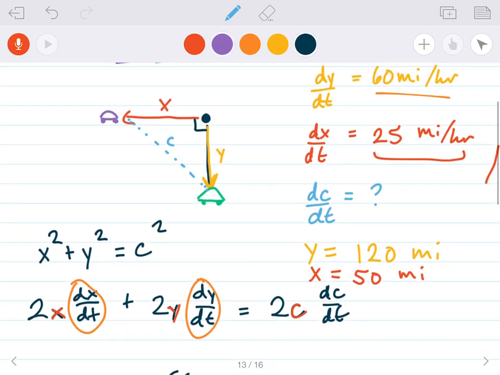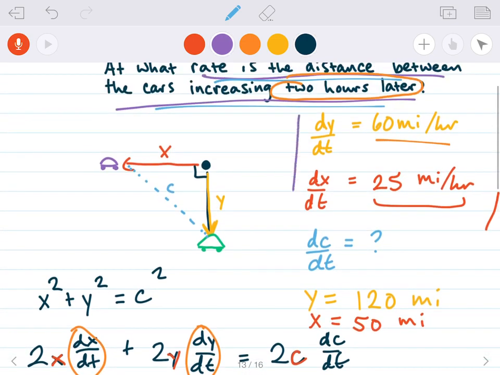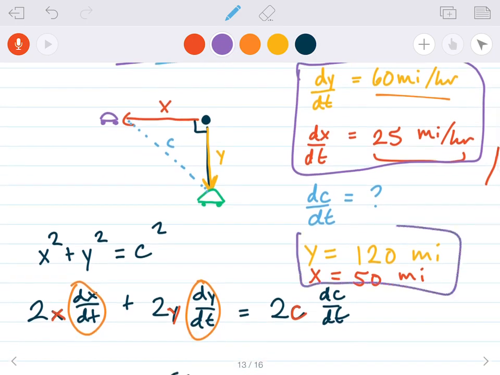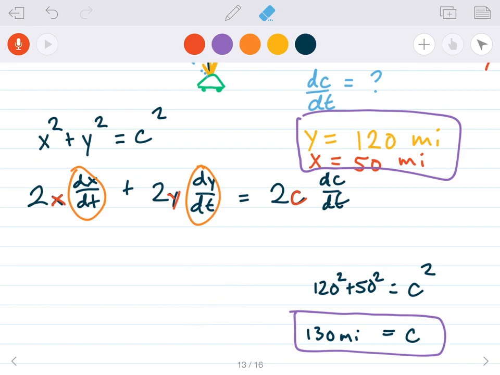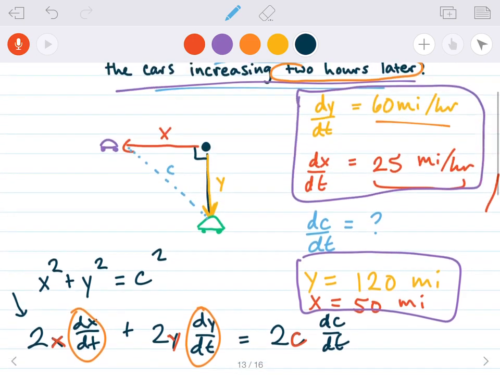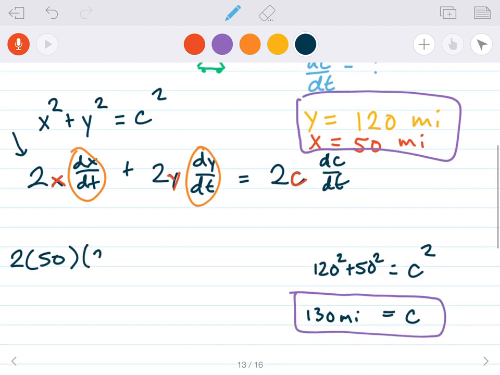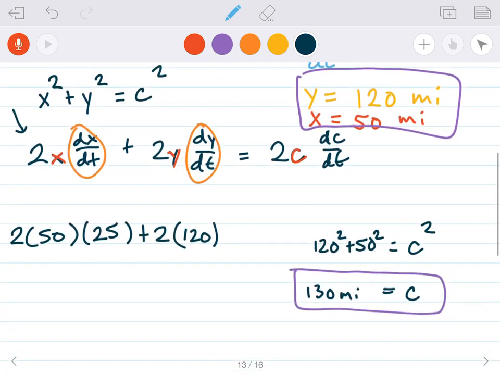So the stuff that we're plugging in, I'm going to box in purple. We're plugging in this stuff. We're plugging in this stuff. And we're finally plugging in c equals 130 miles. All right? So let's plug everything into our related rates equation. So we have 2 times 50. dx dt was 25. And again, I'm being lazy with units. You don't have to be. y was 120. dy dt was 60.